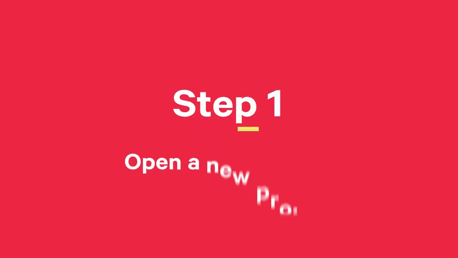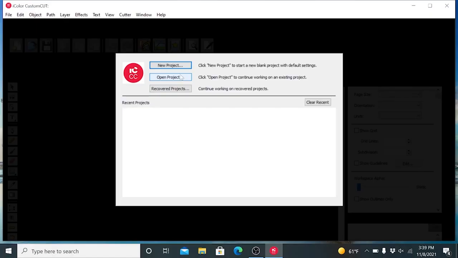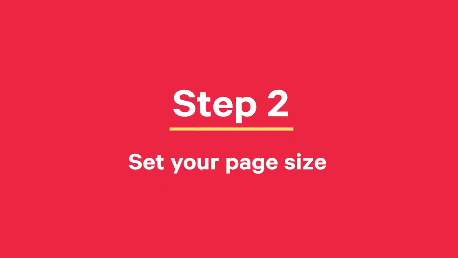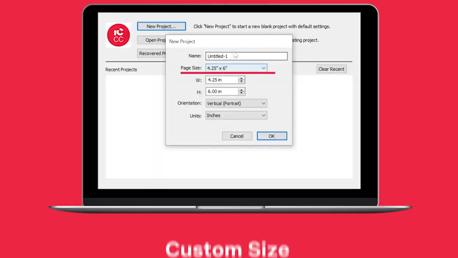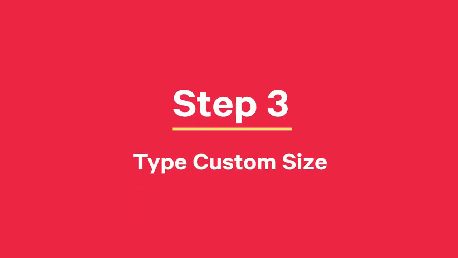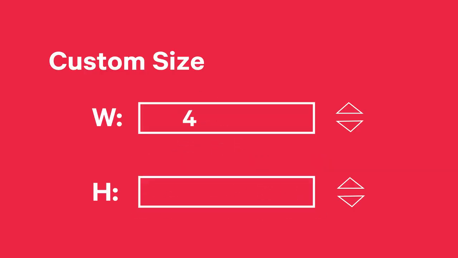Step 1. Choose New Project by clicking New Project to start a new blank project with default settings. Step 2. Set your page size by choosing Custom Size. Step 3. Now type the size in the W and H boxes, or toggle the size up or down with the arrows, and click OK.